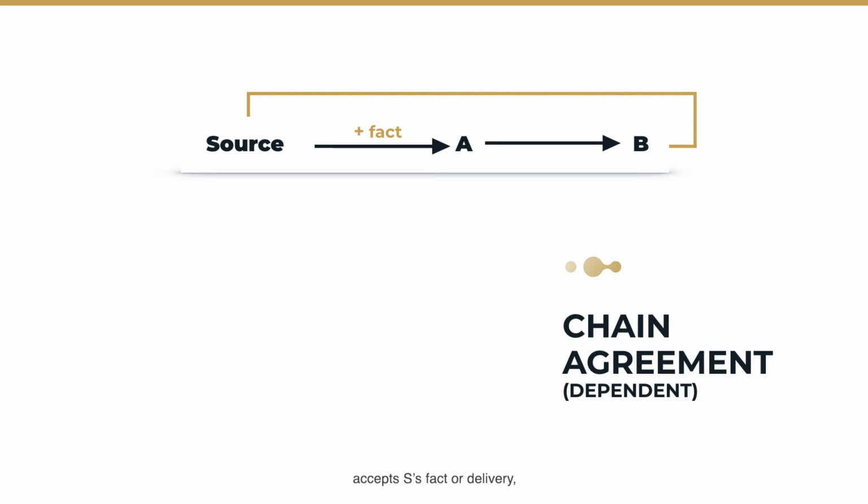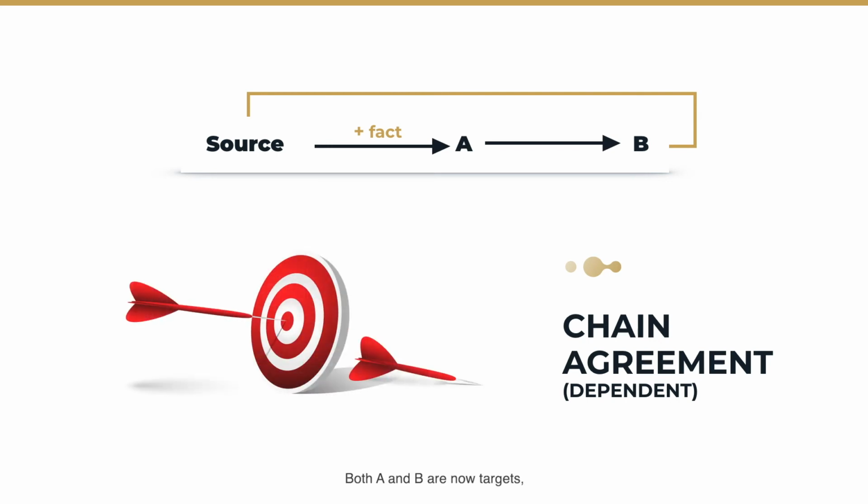Assuming A accepts S's fact or delivery, and both S and A keep their promises, A still has to make its own promise to offer that fact unchanged to B, and B has to accept. Both A and B are now targets, but what if A fails to pass on the fact? Because a promise is not a guarantee, we can't be completely sure of the fidelity of the agents and their promise-keeping in receiving and passing on information and services. Facts could become distorted along the way and might be ignored and never passed on at all.